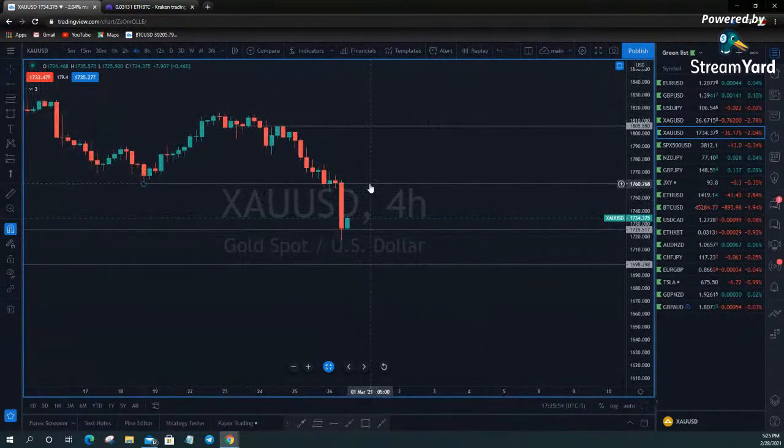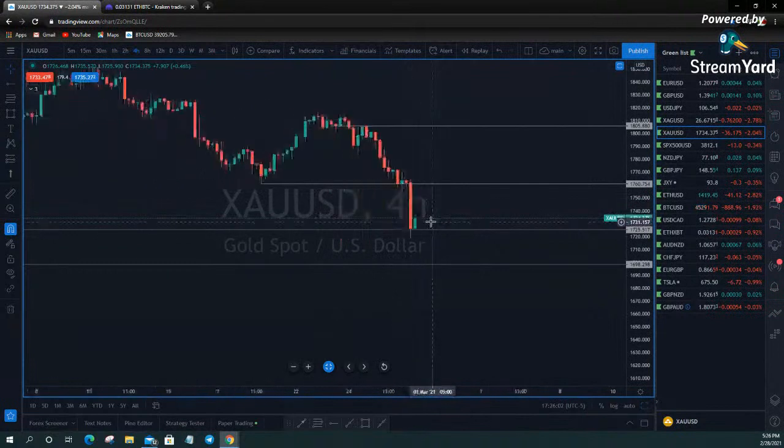You get a push up into that area. If you are unable to close a 4-hour candle above it, you might be heading lower. All right, but I'm not looking for that to happen. But I've been wrong before. A lot. I've been wrong a lot before.